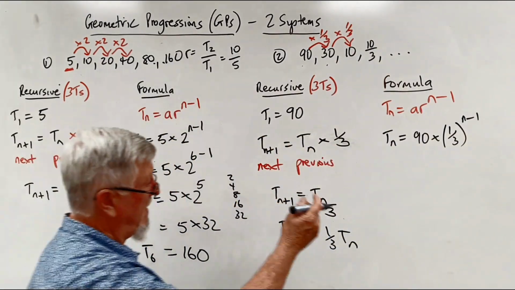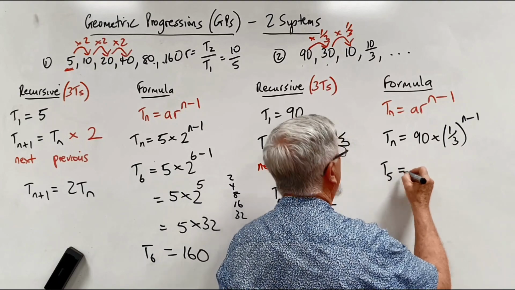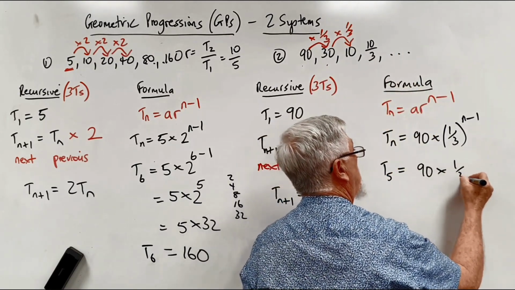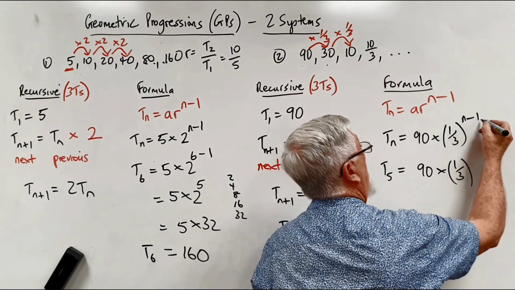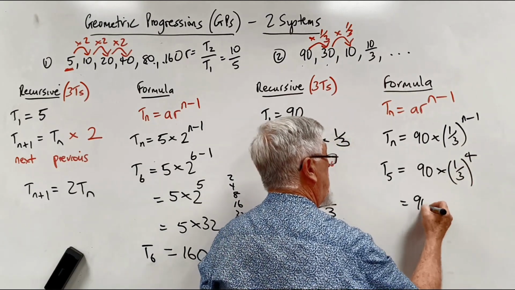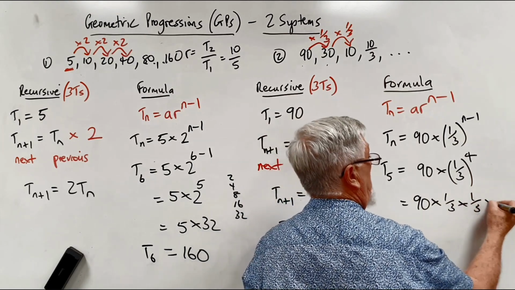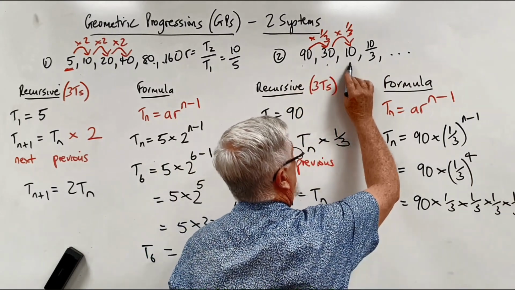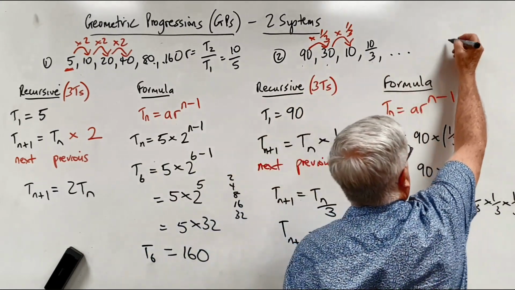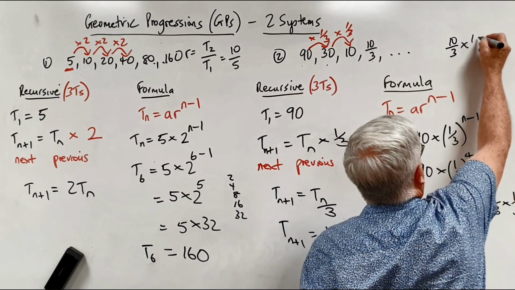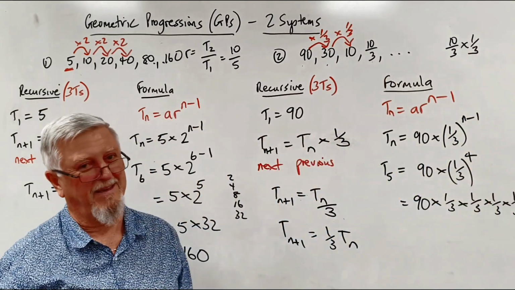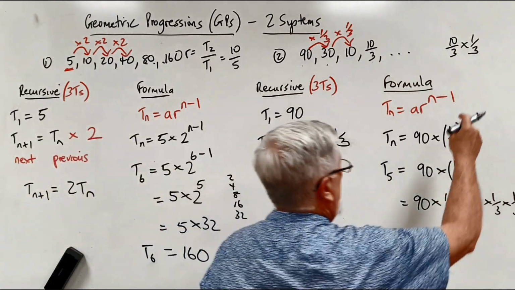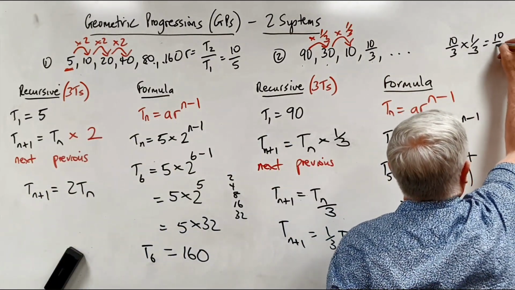And again, if you want, say, the fifth term, I've got 1, 2, 3, 4. I want the fifth term. It's 90 times 1/3 to the power of 5 take 1, which is 4. So we're actually writing 90 times a third, times a third, times a third, times a third. So 90 times a third, times a third, times a third. Here's where people come unstuck. 10 thirds times 1/3. And I've nagged about this, doesn't matter who you are, what level maths you're doing, multiply the tops and multiply the bottoms. So 10 ones are 10, and 3 threes are 9.